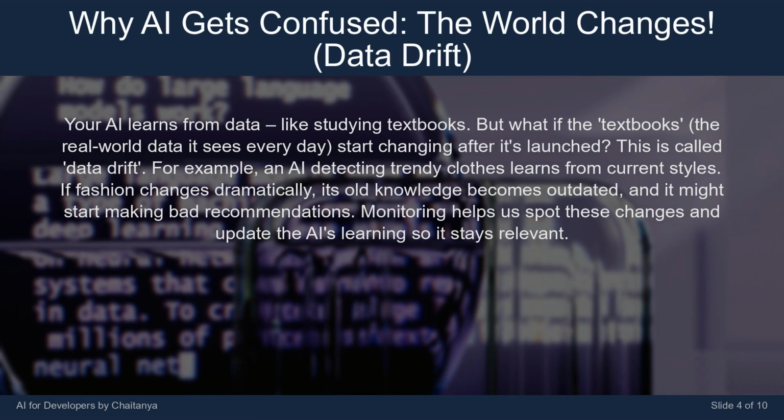Your AI learns from data, like studying textbooks. But what if the textbooks, the real-world data it sees every day, start changing after it's launched? This is called data drift. For example, an AI detecting trendy clothes learns from current styles. If fashion changes dramatically, its old knowledge becomes outdated, and it might start making bad recommendations. Monitoring helps us spot these changes and update the AI's learning so it stays relevant.